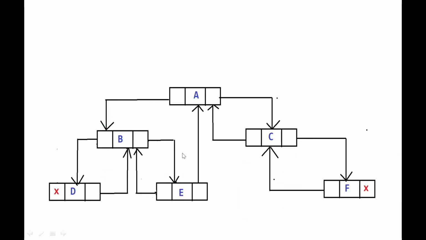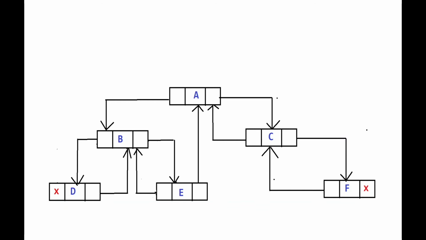And this is another representation of the example. So here we have got A, B, C, D, E, F, and you can see that we have got threads in both pointers. Both the F link and B link are threaded now. So theoretically we have completed the discussion on threaded tree. Now I am going to demonstrate the program.